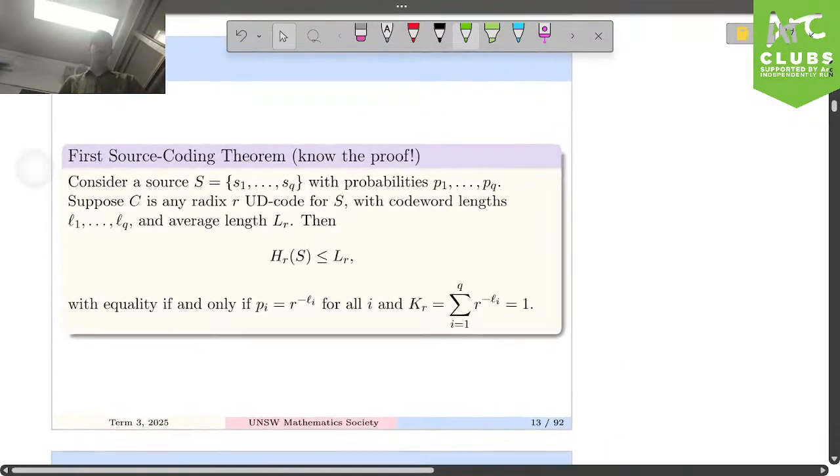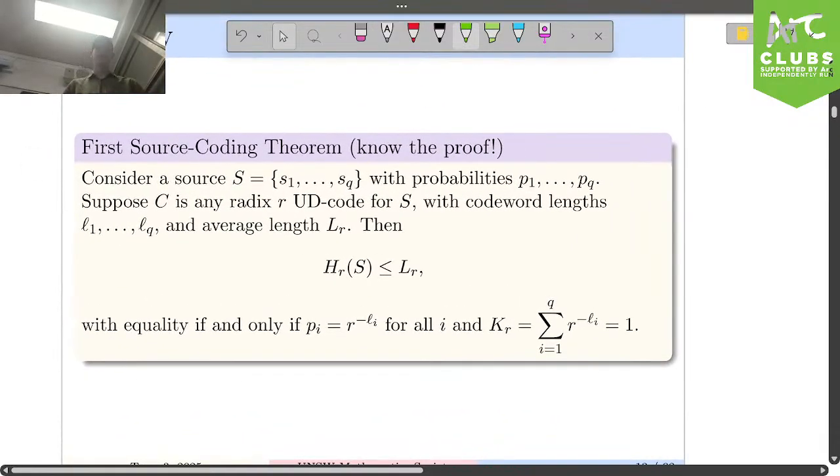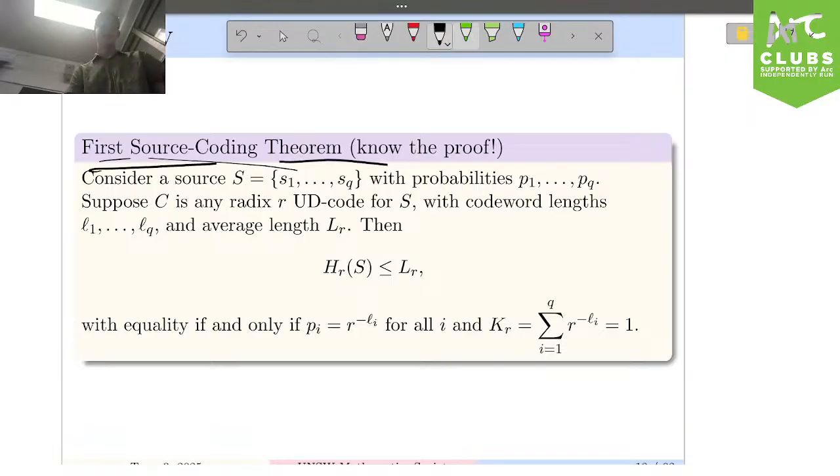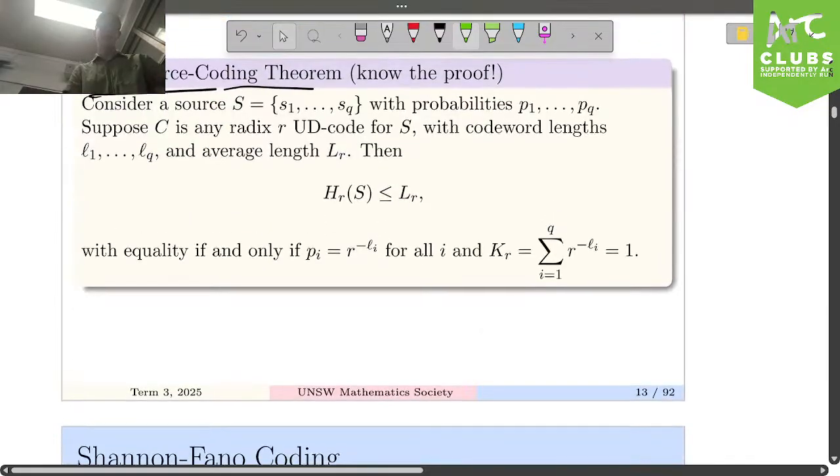Right, so this is the theorem I was going to be talking about, the important one that we want to know in terms of comparing the entropy and our average code word length. As I said, the entropy forms a lower bound on what our average code word length can be. This is called the first source coding theorem. And again, it has a decently nice proof, I believe, similarly using Gibbs inequality.